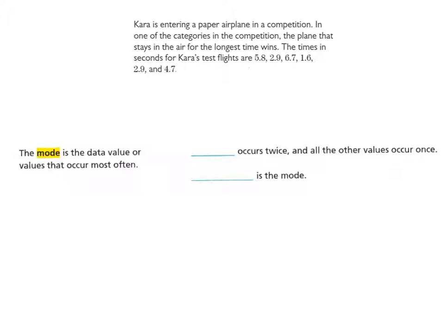So let's try it with Kara and her paper airplanes. So we're looking for the data that occurs more often than the others. So if there's only one of each number, we'll have no mode. But look here, 5.8, 2.9, 6.7, 1.6, 2.9, there it comes again, and 4.7. So 2.9 occurs twice, and all the other values occur once. So 2.9 is the mode.